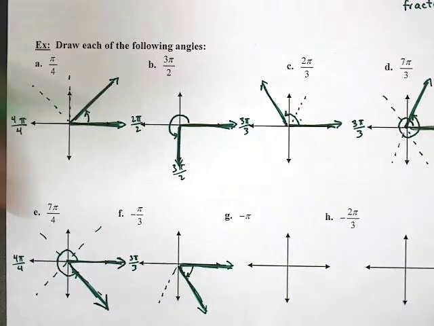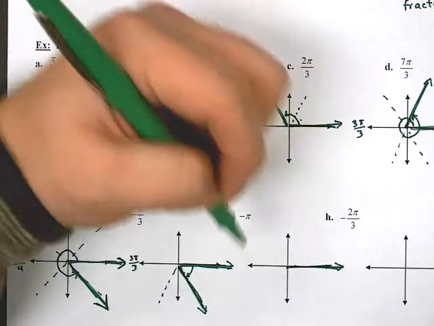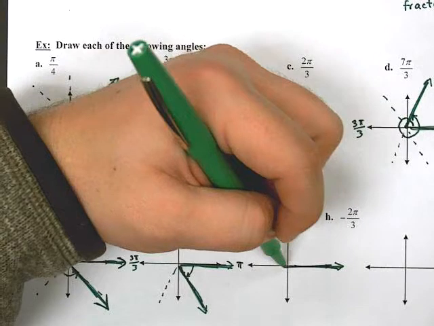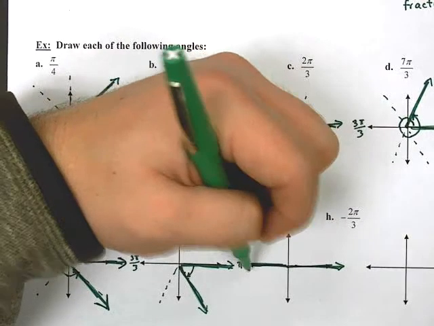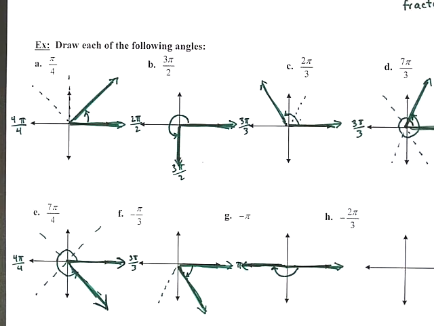Negative pi, we really don't have much work at all to do here, guys. There's nothing really to divide. We just need to know that this is pi, so we want to go negative pi, which is over here, and we went down in a negative direction, so something like that.